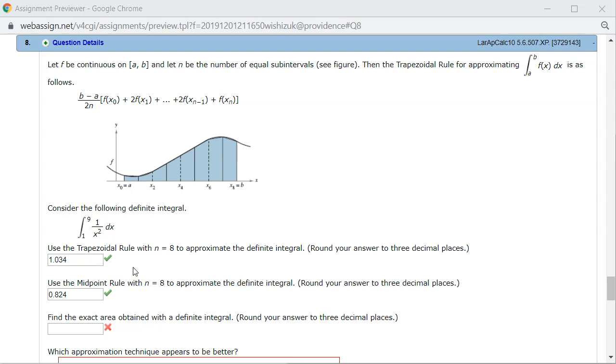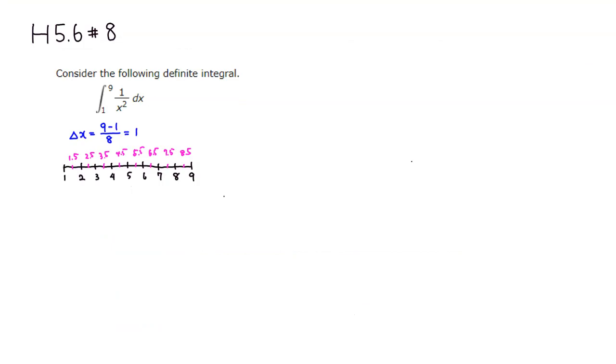Now we want to find the exact area, so let's do the integral here. If you want to evaluate this integral, I'm going to first rewrite 1 over x squared as x to the negative 2 power. Then find an antiderivative, which is just the power rule. We add 1 to the power, so it's negative 1, and divide by that power. And then you're going from 1 to 9.